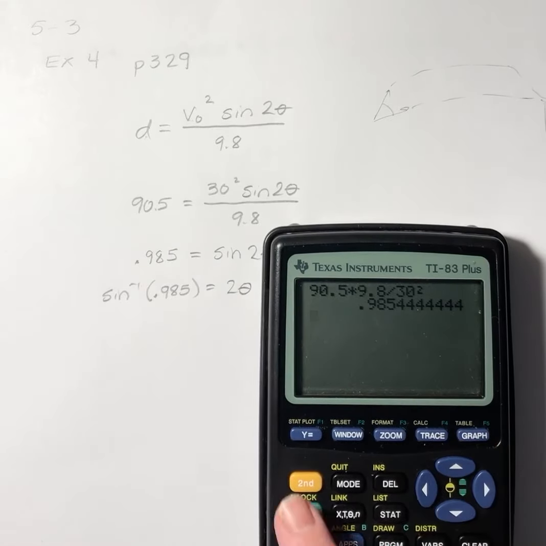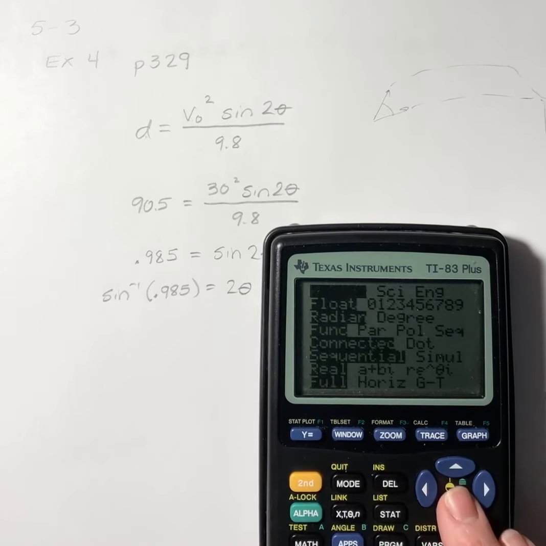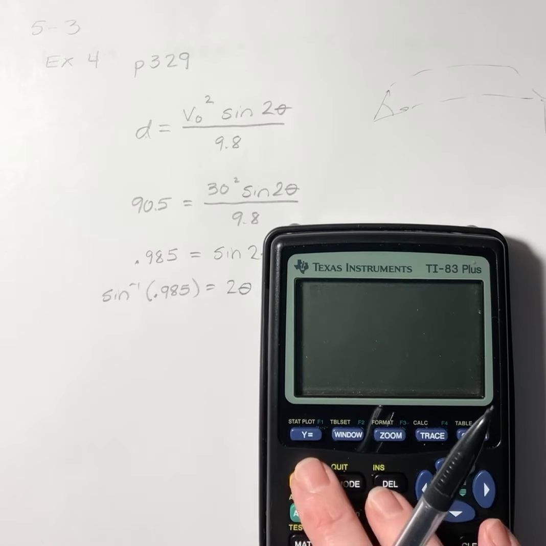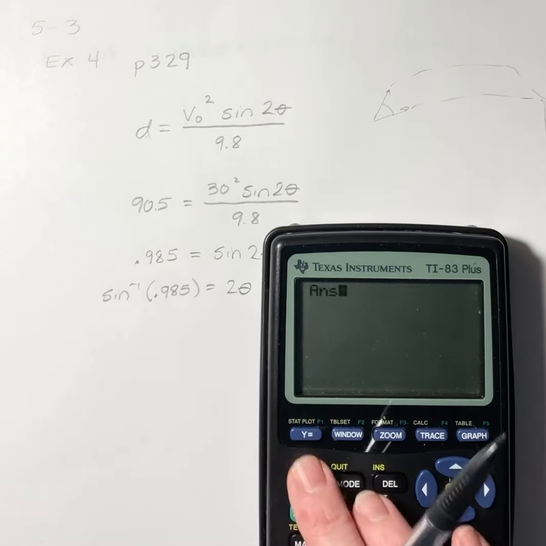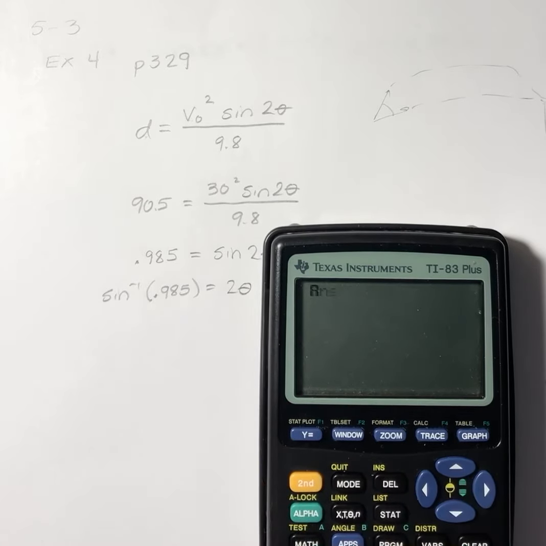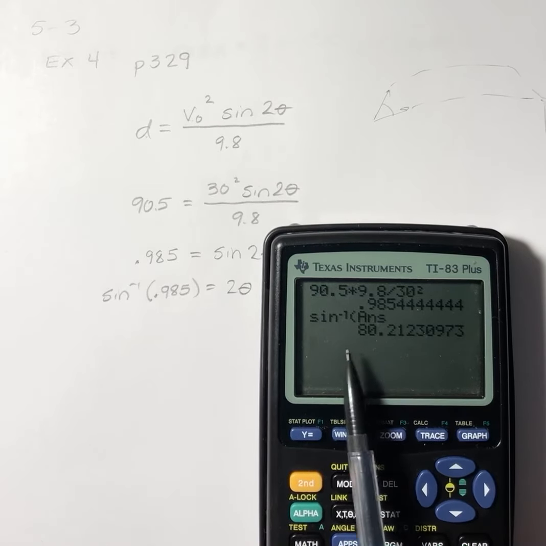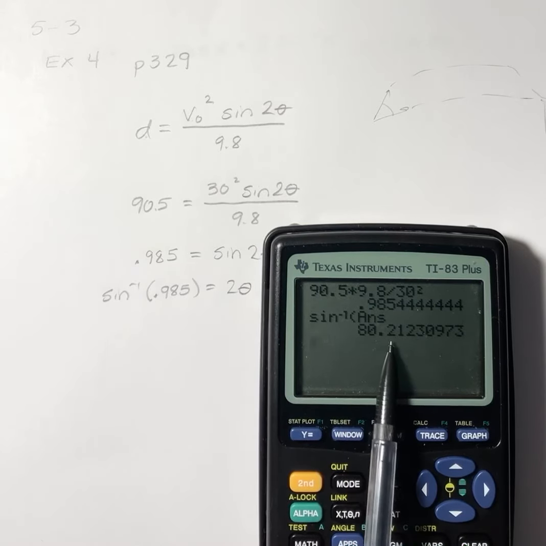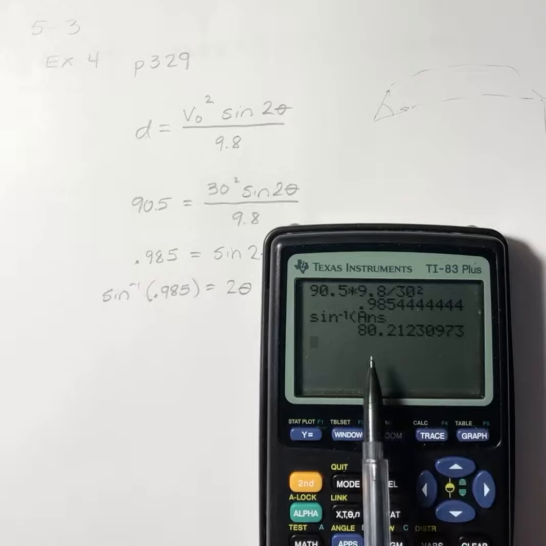So in quadrant 1, if I do the inverse sine of my answer, I should have changed it to degrees first. Let's try that again. I'll get the whole thing back up here. Inverse sine of my answer. Calculator's in degree mode. So I have 2 theta is about 80.2 degrees. Now this is in quadrant 1, so this is my reference angle.